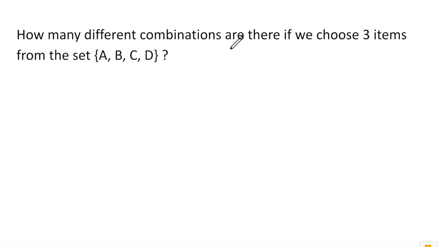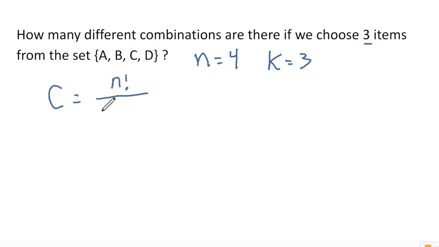So how many different combinations are there if we choose 3 items from the set A, B, C, D? So here we have 4 items, right? So n is equal to 4. And how many items are we going to choose? Well, we're going to choose 3, right? So k is equal to 3. So our formula is combinations is equal to n factorial over k factorial times n minus k factorial. So that's our formula.